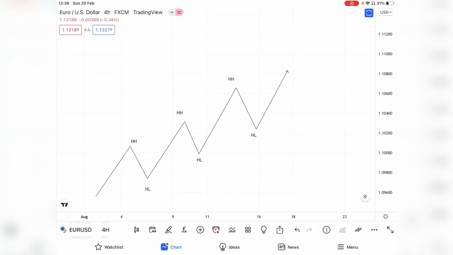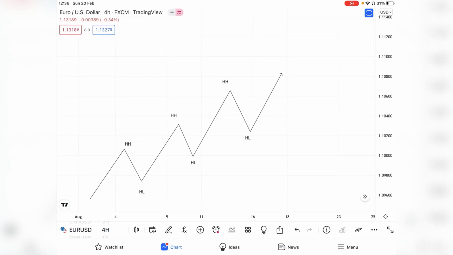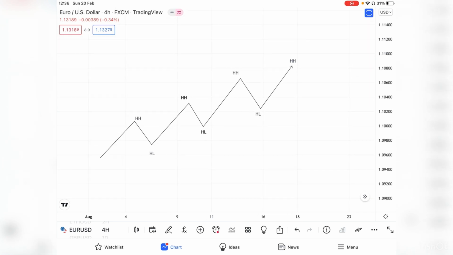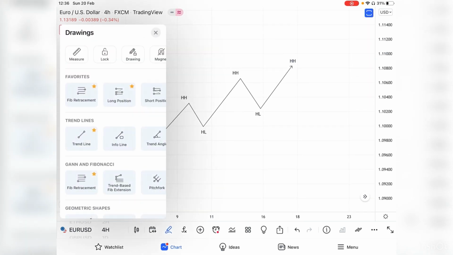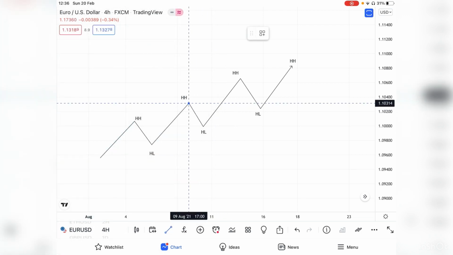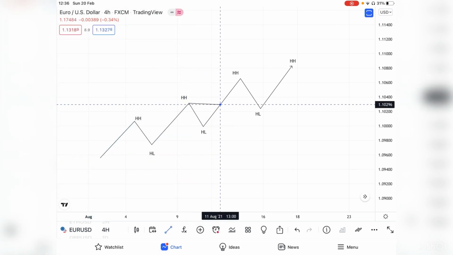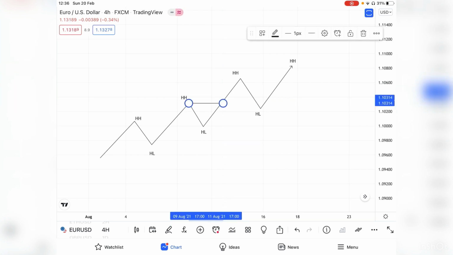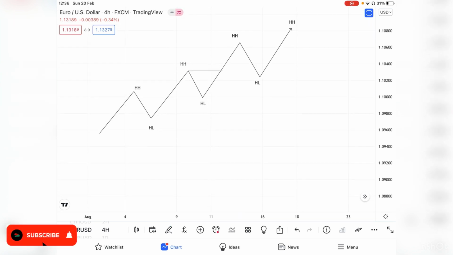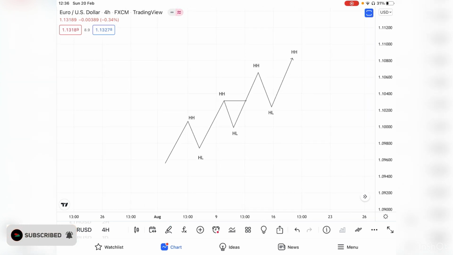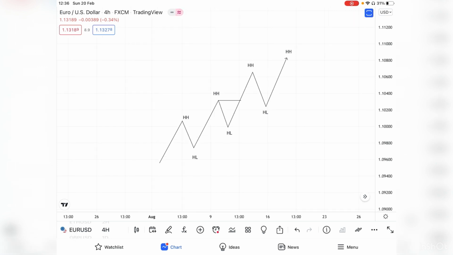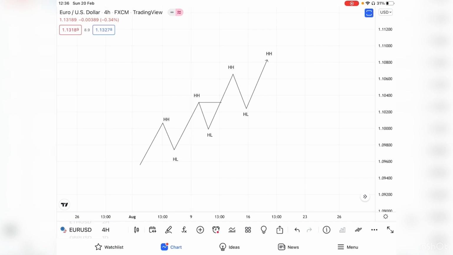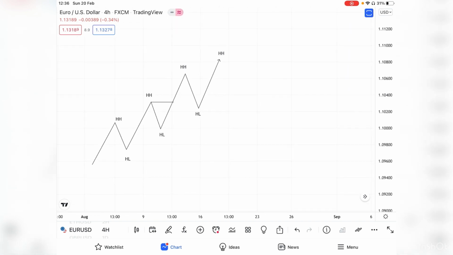Okay, and then after this higher high got broken, the market then created a new higher high. So a new higher high is created when the previous higher high was broken. When this higher high was broken right here, that's when the market created a new higher high, as you can see. It's pretty simple. It's not rocket science. Okay, this is the bullish example.